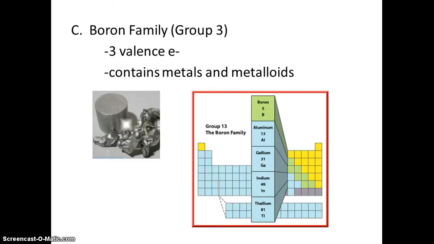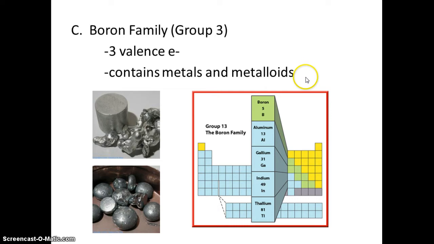Then we've got the boron family, that is group 3, and it's called the boron family because the first one in it is boron. There's 3 valence electrons, and it contains metals and metalloids. So in this group, the one you're probably most common with is aluminum, because that's for aluminum foil or aluminum cans.